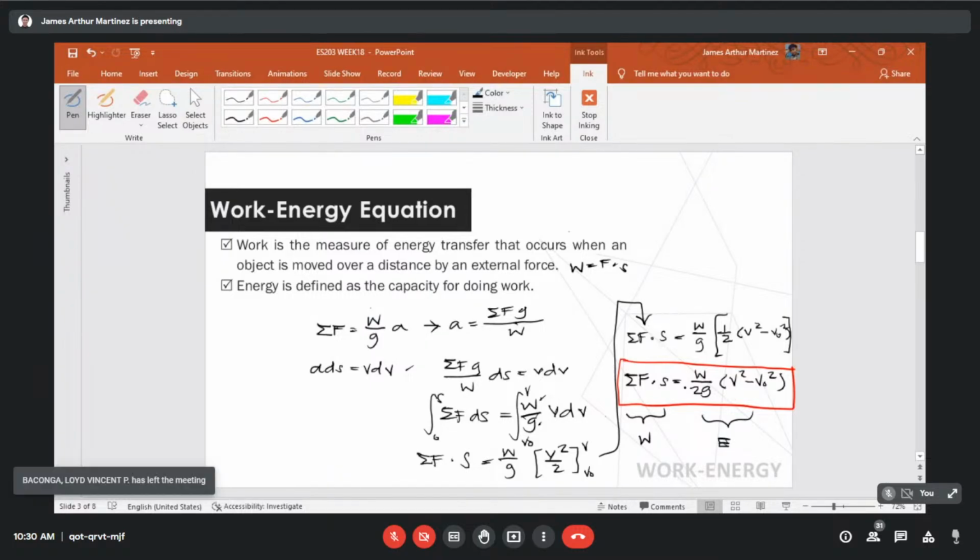So what does this tell us? The work and energy equation indicates that the resultant work on a translating body is equal to the corresponding change in kinetic energy. That is the statement of this work and energy equation. So let us apply this principle or concept to our sample problems.